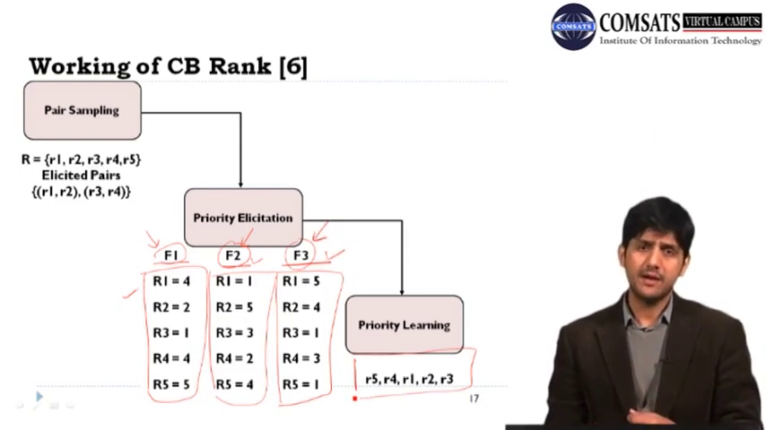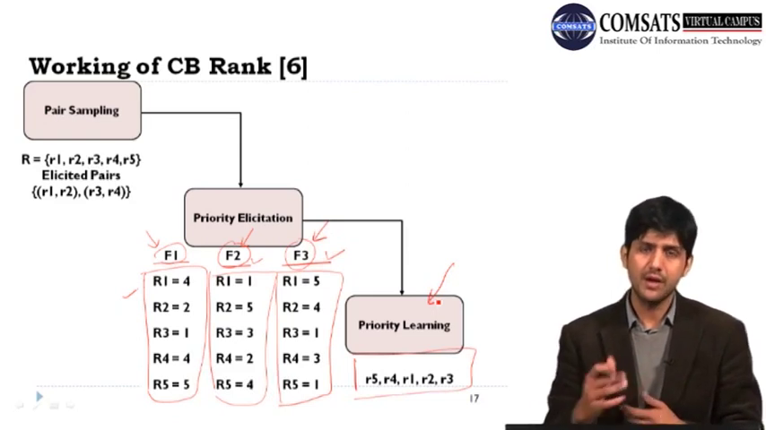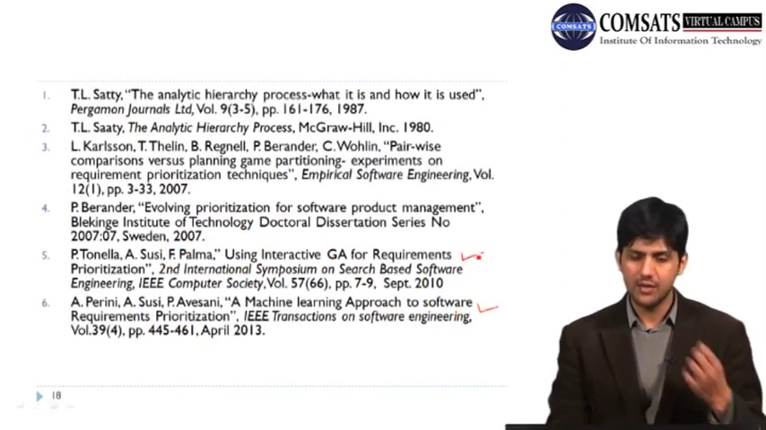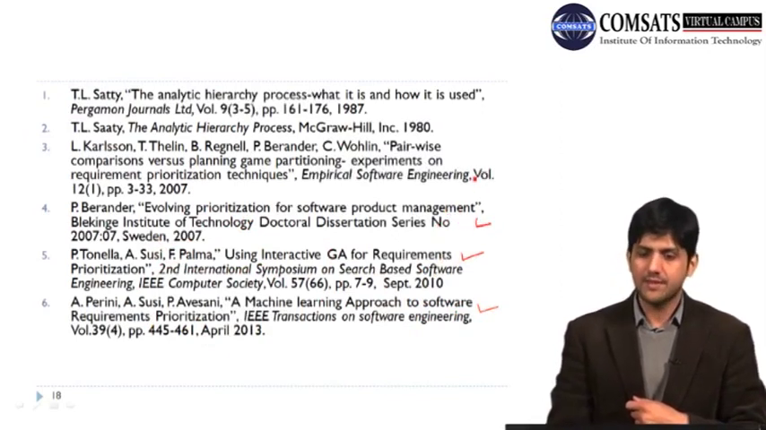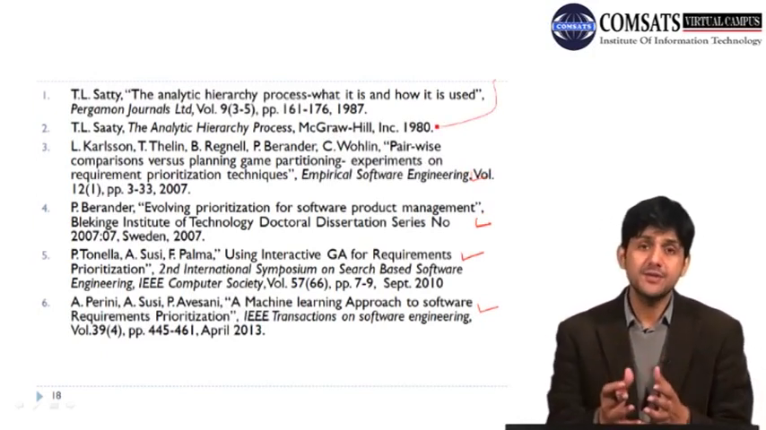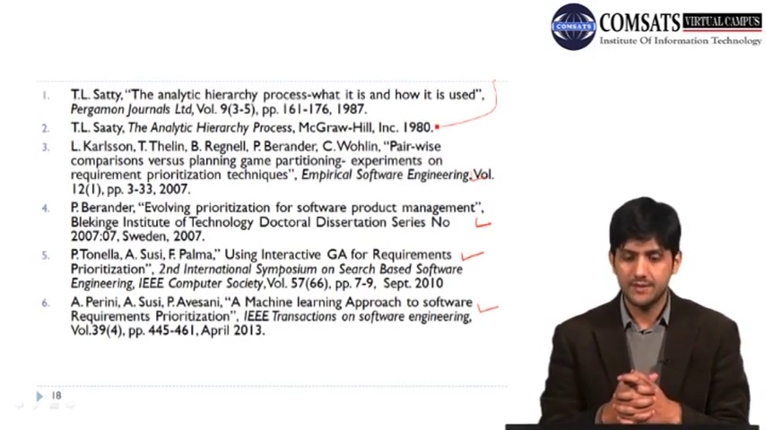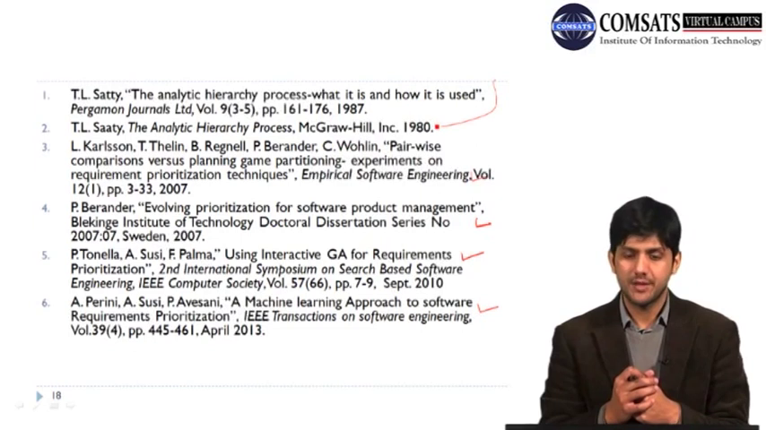And once again, I've not actually gone into a lot of detail about how this priority learning actually works. For that, you can look at the references which are given here. This is the reference for the CB rank method, this is the reference for our genetic algorithm paper, this is the reference for the Moscow paper, and this is for planning game, and these 2 references are for AHP. So if you are interested in knowing more about these techniques, you can have a look at these papers, and one of them is a book and the rest are papers. You can have a look at all these and know more about this prioritization problem.